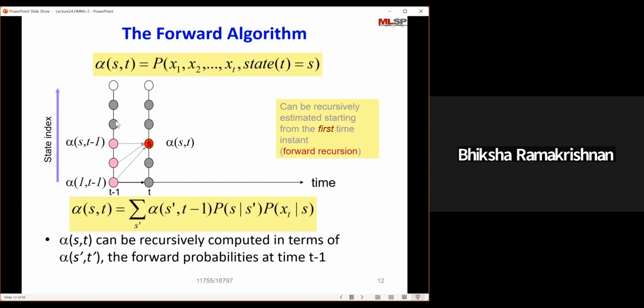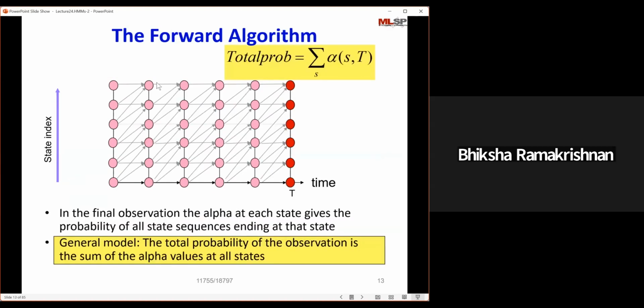And so you could start off by computing the alphas at the first time instant, use it to compute alphas at the second time instant, and so on, until you computed alphas for the entire trellis. And then if you sum the alphas at the final time instant, that's going to give you the probability of the entire observation sequence itself, because at the final time instant, you must be in one of these states. So if you just sum over all states, you just get the probability of the observation sequence itself.